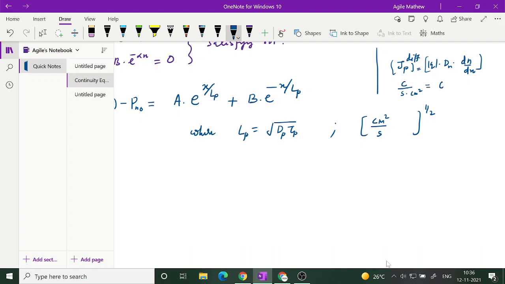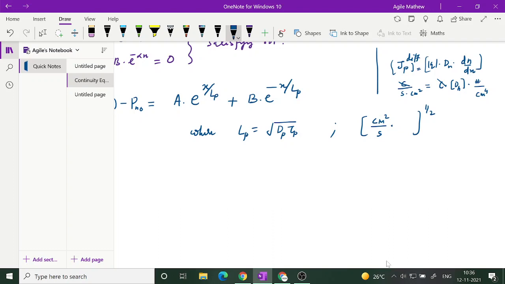On the other side you have coulomb, and Dp, which I do not know, and dn by dx. n is concentration, which has unit number per centimeter cube, but there is one more x here, so it will be centimeter raised to 4. Coulomb will cancel, and centimeter raised to 4, if you take it to the other side, will be centimeter square by second. So that is correct. This way you can find out.